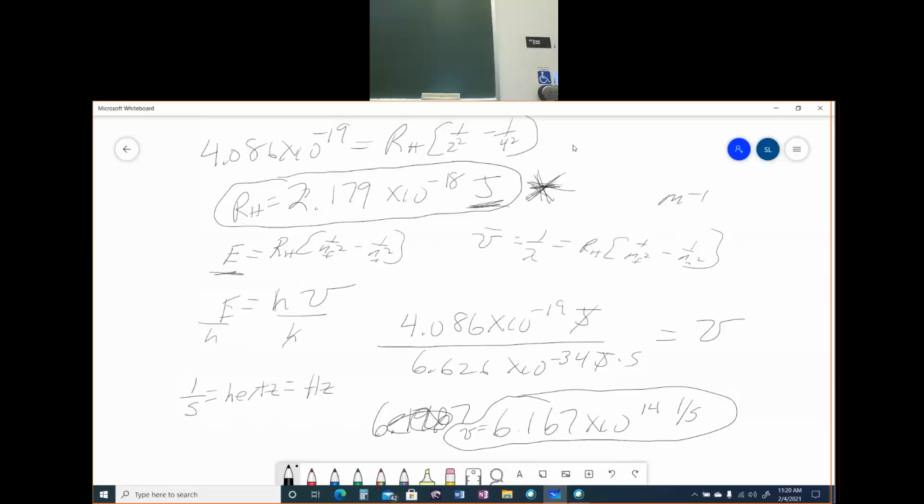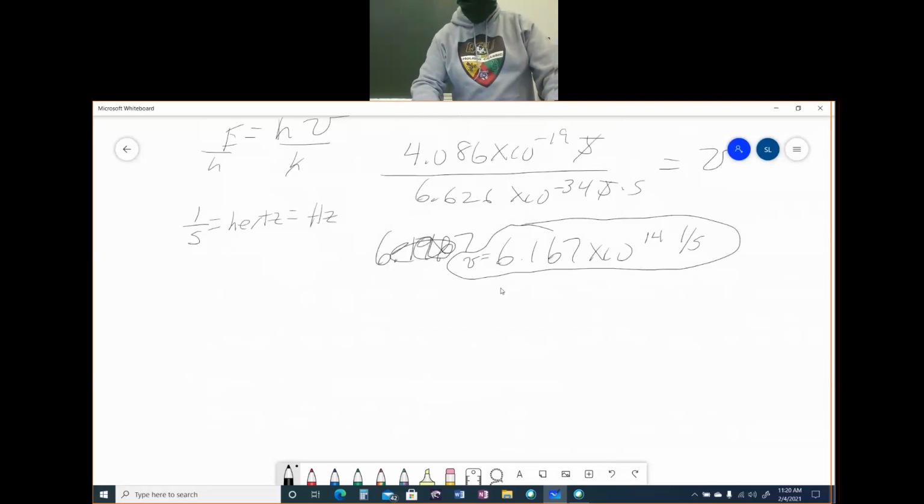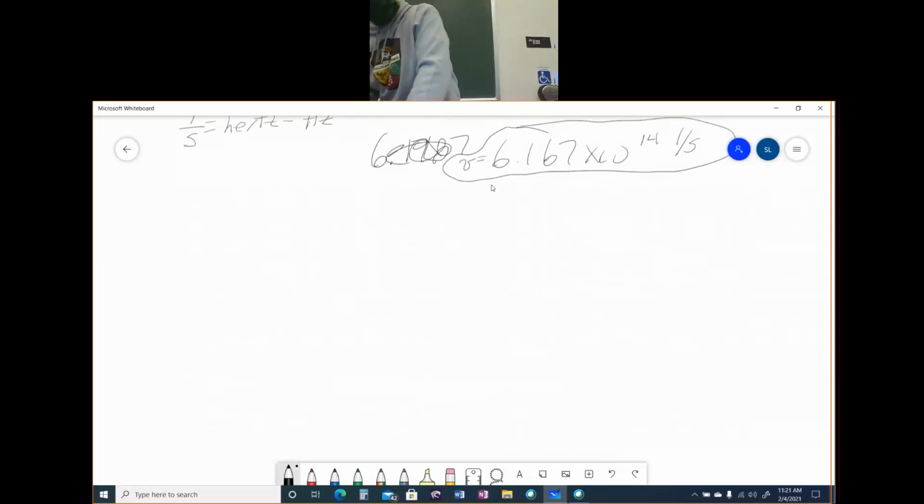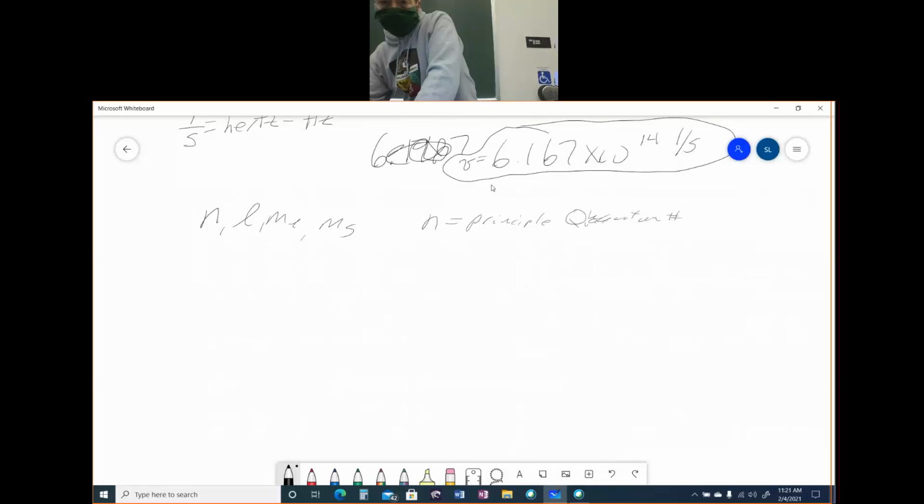Quantum numbers. All right, so quantum numbers. So you have your n, your l, your m sub l, and your m sub s. n is your principal quantum number. That's your energy level.